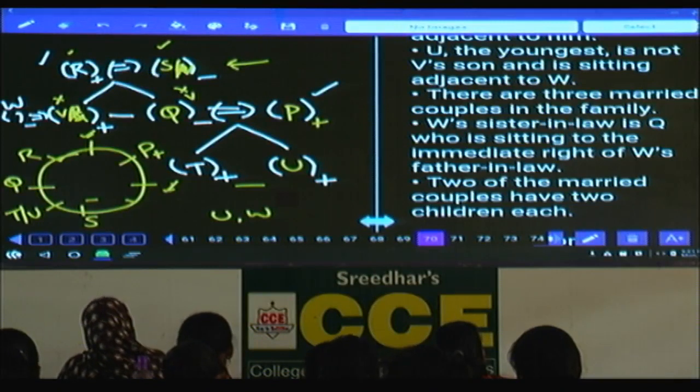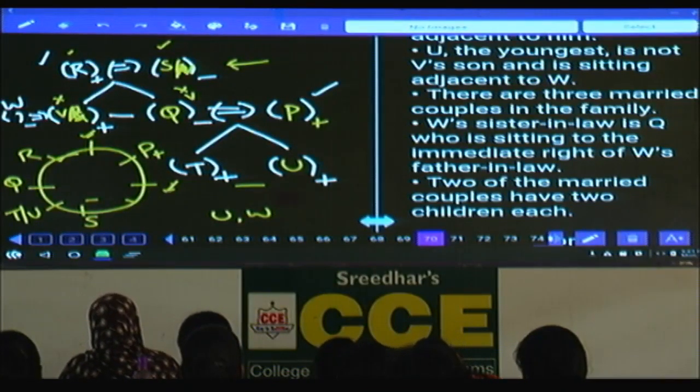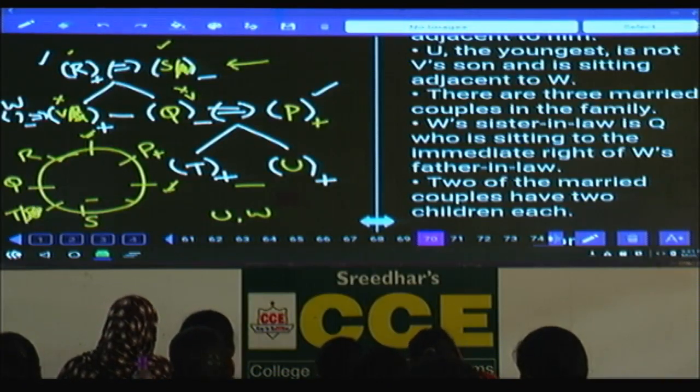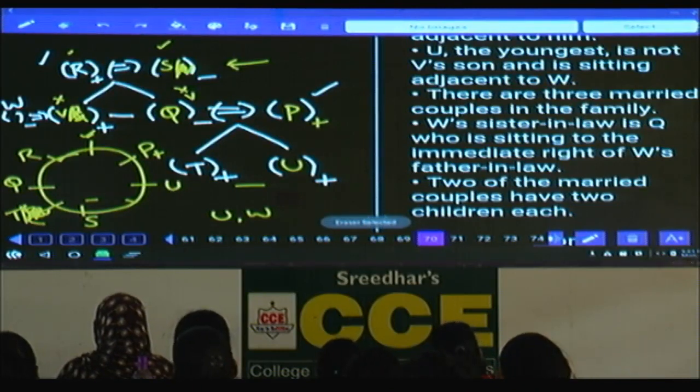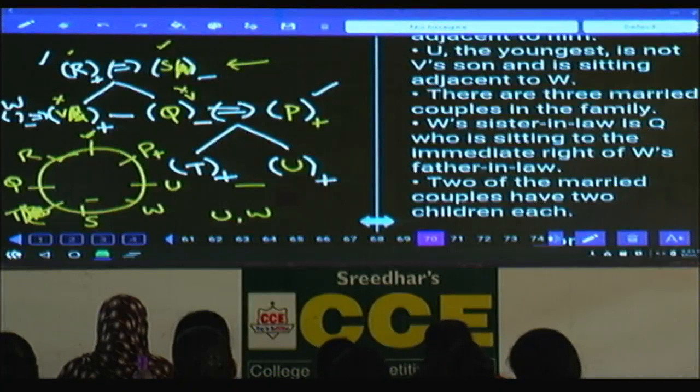U, the youngest, is not V's son and is sitting adjacent to W. Now U and W are adjacent to each other. As U and W are adjacent, U cannot be at this place. Isn't it? As U cannot be here, then T must be here. If T is here, then U must be here. And U is adjacent to W. W is here. If W is here, then who is the person left over? V is the person left over.